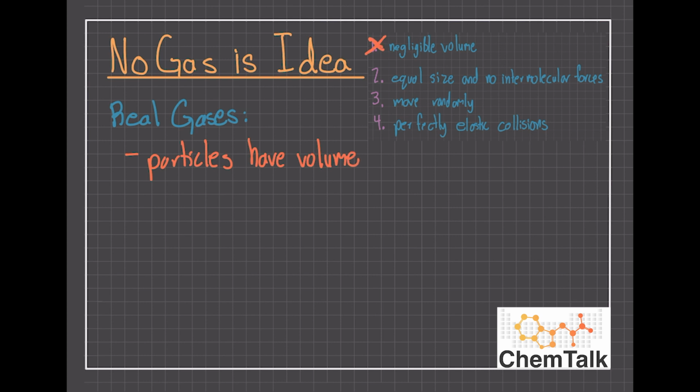Moving on to assumption two, that the gas particles must be of all equal size and have no intermolecular forces. And this isn't true in the real world. Gas particles are of all different sizes. You have hydrogen gas, H2, two hydrogen atoms. Compare that to chlorine gas, two chlorine atoms. Chlorine is a much bigger gas. So therefore, we know this isn't true. And there are constantly intermolecular forces going on between these. Depending on how big they are, it changes.